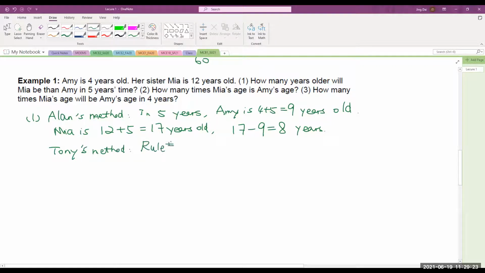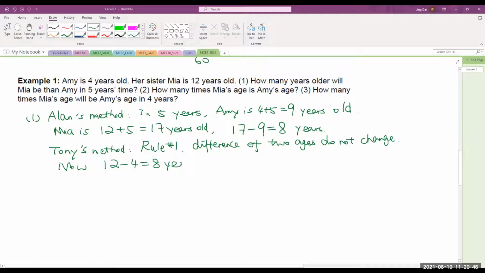Yes, rule number 1. Tony is applying rule number 1. What's that? The difference of 2 ages does not change. They stay the same. So we know now they are 4 and 12, so 12 minus 4 is an 8 years difference. It'll be the same in 5 years. We can change this to 50, to however many.